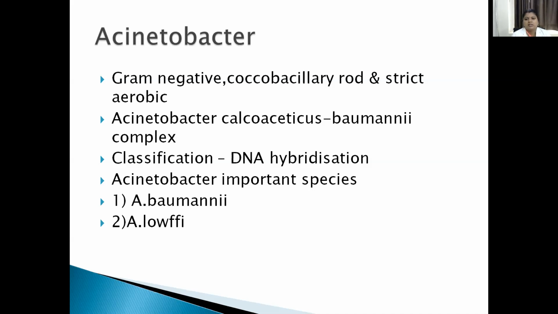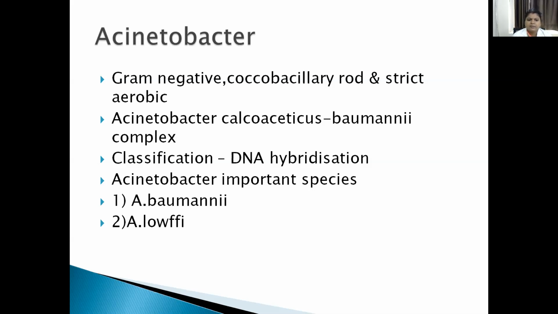The strains isolated from clinical samples are designated as the Acinetobacter calcoaceticus-baumannii complex. This complex has been classified into many strains based on DNA hybridization. There are three important species: Acinetobacter baumannii, Acinetobacter lwoffii, and Acinetobacter haemolyticus. Another strain is also there.